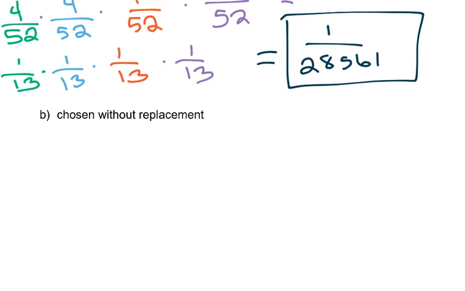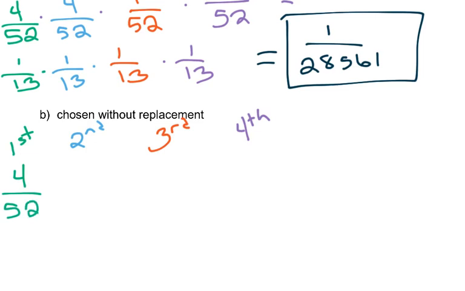Next, we're going to work through the same scenario. However, we're going to calculate the probability of selecting 4 aces in a row without replacing the cards. So after you draw each card, you don't put it back in the deck, and the overall size of the deck decreases by 1 each time. So for our first card, we're looking at the probability of selecting an ace. In that case, there are 4 aces in the deck and 52 cards in the deck, so that probability is 4 out of 52.